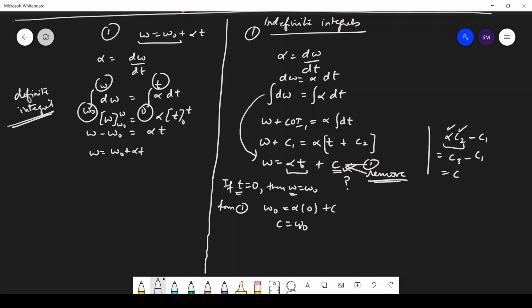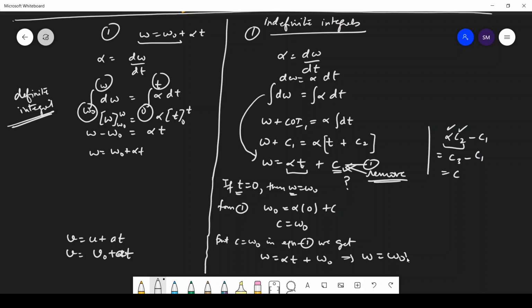So c is equal to omega naught, so from first again put c equals omega naught in equation first. We get omega is equal to alpha t plus omega naught. Like here in linear you have v is equal to u plus at, v is equal to v naught plus at, and here you have omega is equal to omega naught plus alpha t.